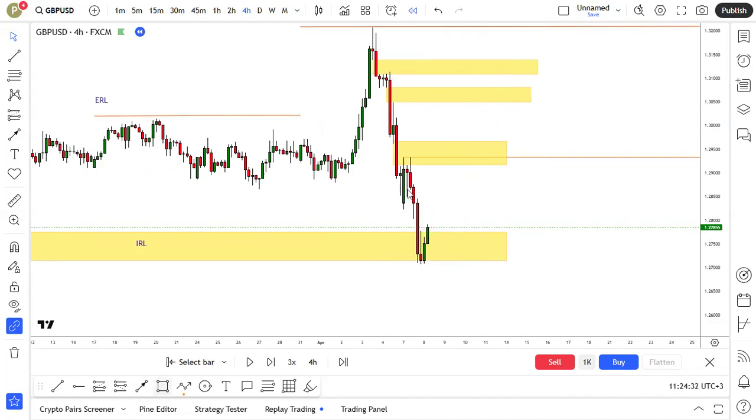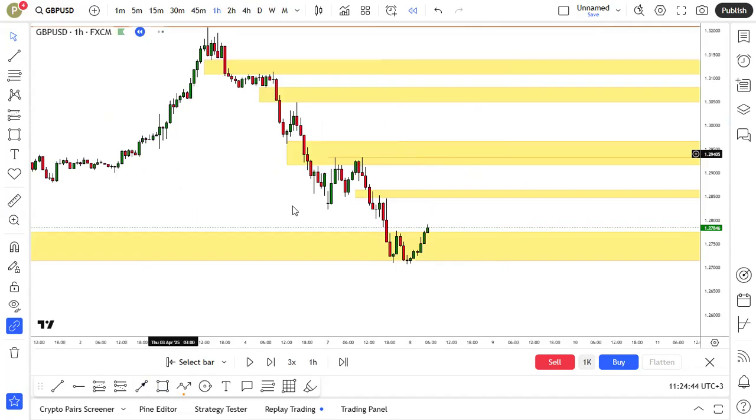Even here you can see we have a fair value gap. Okay, we have a fair value gap there. You see, so price will have to go higher and fill these imbalances. Okay, so let's check on the 1-hour time frame now, see if we can find any kind of good structure.